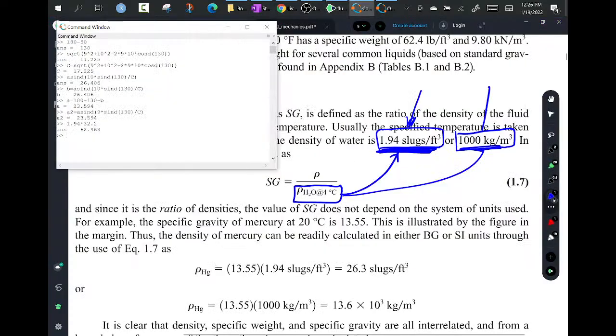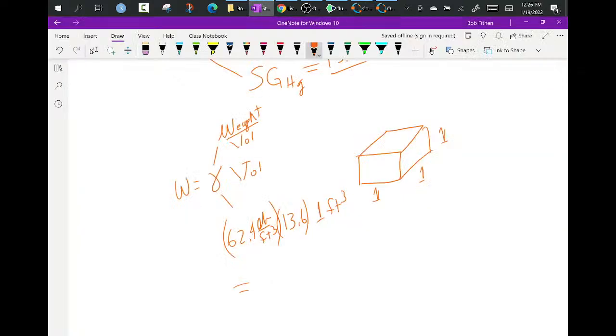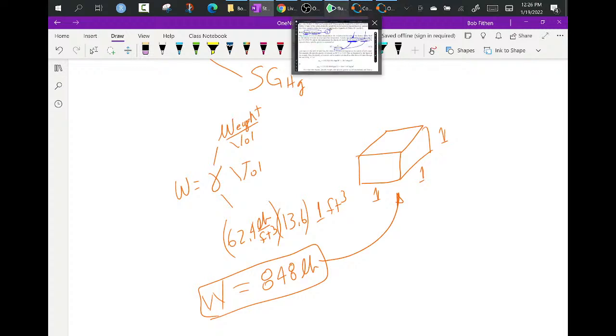Let's see. 62.4 times 13.6, 848 pounds. So it would be 848 pounds to put that in a 1 by 1 by 1. So there's your weight. So guess what? I can't lift that, so I'm not going to go find mercury.